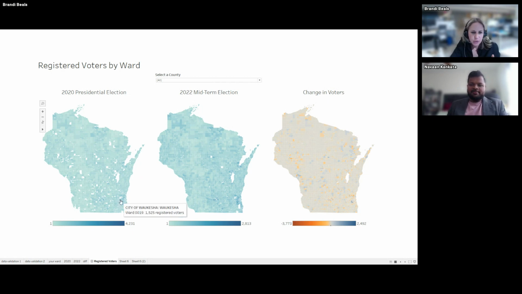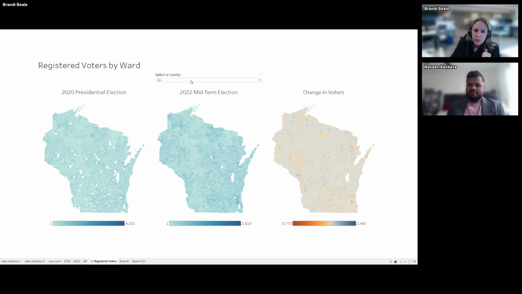We can see, if we hover over a given ward, how many registered voters there are in that location. And then this third chart shows you the difference from 2020 to 2022, up or down, how many voters, just a very simple difference between those two. Now, these maps don't look markedly different from one another.